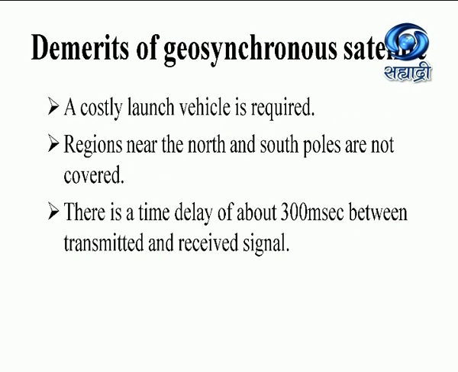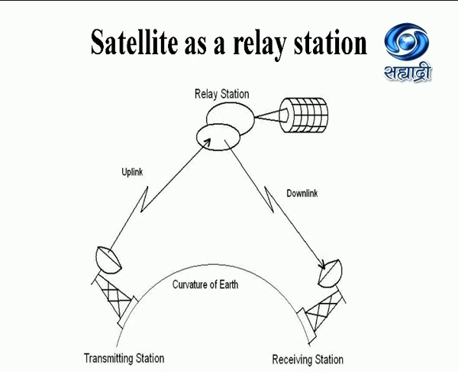There are demerits of geosynchronous satellites. The first one is, a costly launch vehicle is required to launch this geosynchronous satellite. Regions near the north and south poles are not covered. And there is a time delay of about 300 milliseconds between transmitted and received signals. So these are the demerits of geosynchronous satellites.